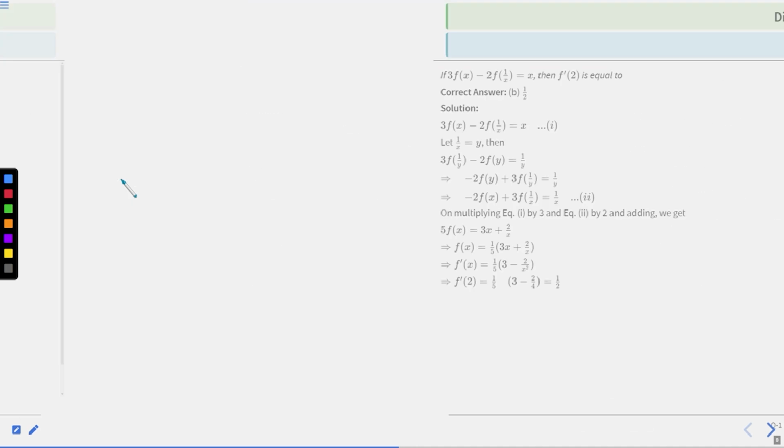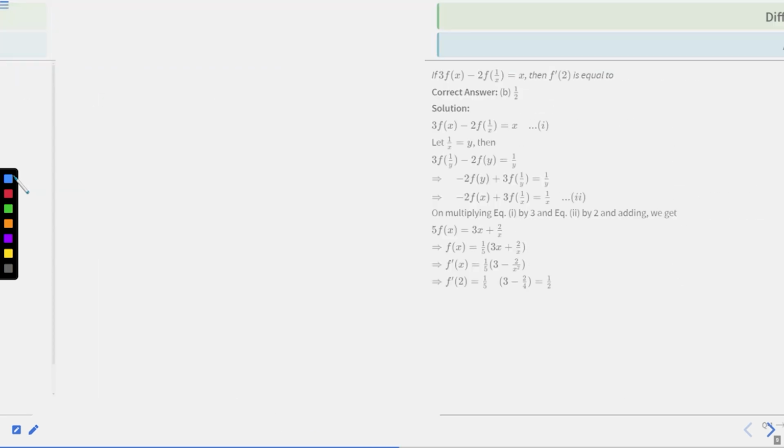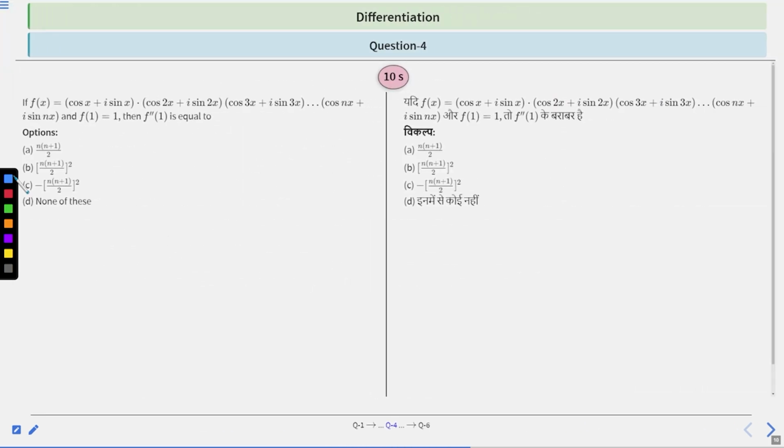So the answer is B, 1 by 2. Got it? So let's move to the next question, which is question number 4, which says: if f(x) is equal to (cos x plus iota sin x) into (cos 2x plus iota sin 2x) into (cos 3x plus iota sin 3x) till (cos nx plus iota sin nx), and f(1) is equal to 1, then f double dash 1 is equal to.